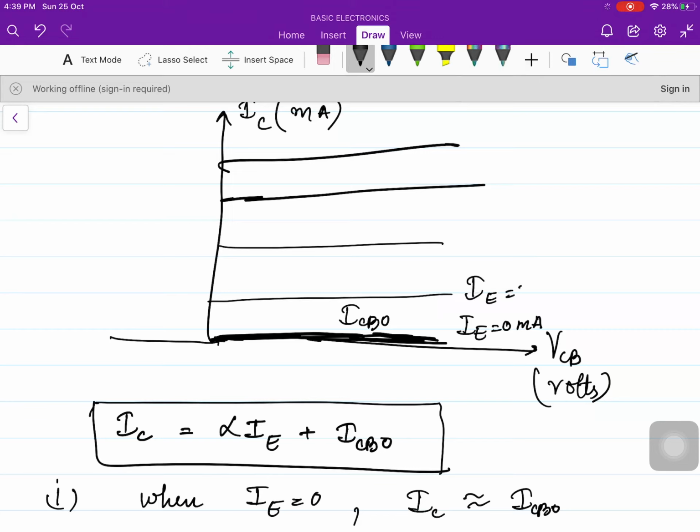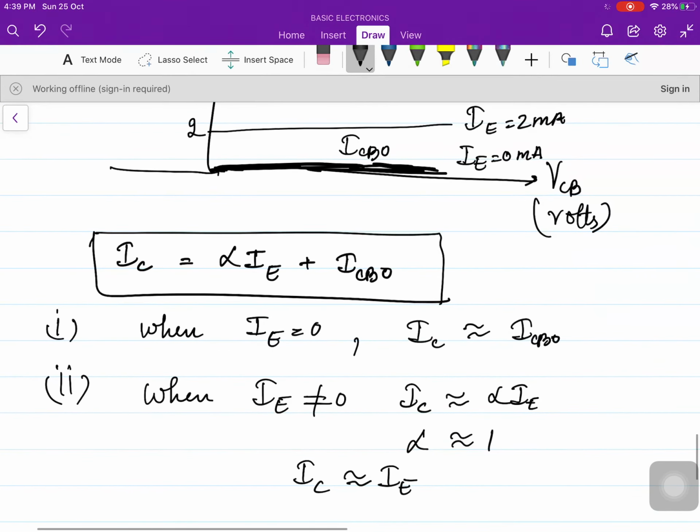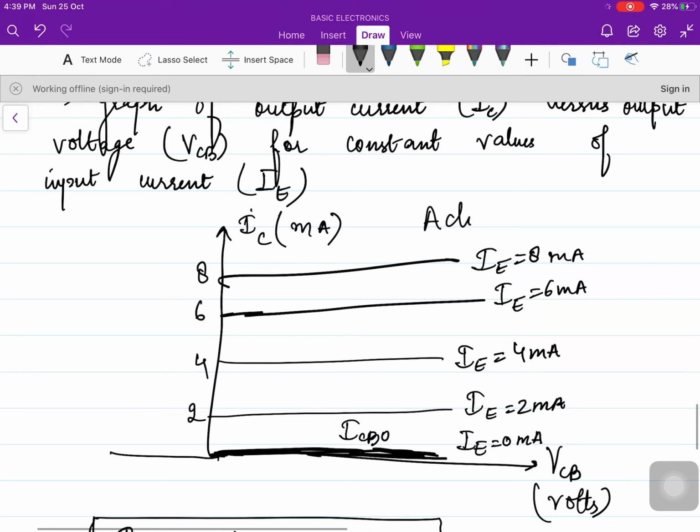So if IE is 2 milliampere over here, IC is also 2 milliampere. I am not writing the unit on the y-axis because it is already written upward. If IE is 4 milliampere, then it is also 4. If IE is equal to 6 milliampere, then it is also approximately 6, because they both are approximately equal. IE equal to 8 milliampere, then this is also 8. So this is how we draw the first part, and the equation that we have written here, alpha IE plus ICBO, is for the active mode. So this whole portion is called active mode.